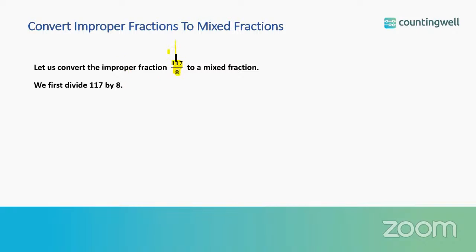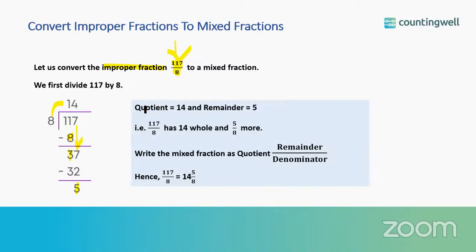You can see 117 by 8 gives you a value greater than 1. So it is an improper fraction. On dividing 117 by 8, you will get a quotient and a remainder. So here we have 8 ones are 8, then 11 minus 8 you will get 3. We'll take 7 down here. So we have 8 fours are 32 and the remainder is 5. So how are we going to write 117 by 8?